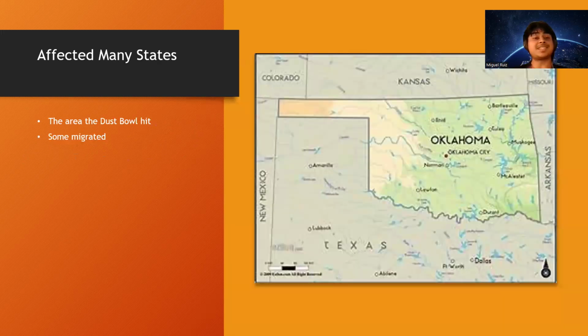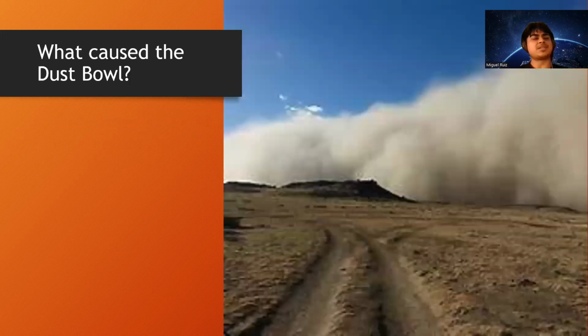For example, some of the states that were affected by the Dust Bowl were Oklahoma, Kansas, Colorado, New Mexico, and Texas. Some people migrated out of these states just because it was so bad. I mean, I don't blame them. The conditions were horrible. They had kids, whatsoever. And yeah, so what caused this Dust Bowl?